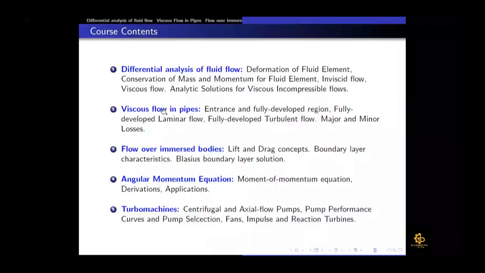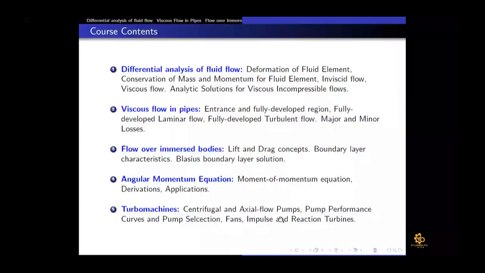Then chapter number 9 is the flow over immersed bodies, that is, external flow. We are going to discuss lift and drag concepts for different kinds of symmetry, and boundary layer and boundary layer solutions in this chapter. And because for turbomachines we need the angular momentum equation solution, we are going to discuss this in the moment of momentum equation, which is chapter number 12, and turbomachines as well, which are centrifugal and axial pumps, then turbines, which are impulse and reaction turbines.